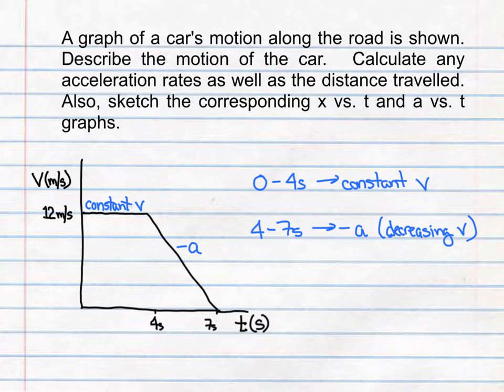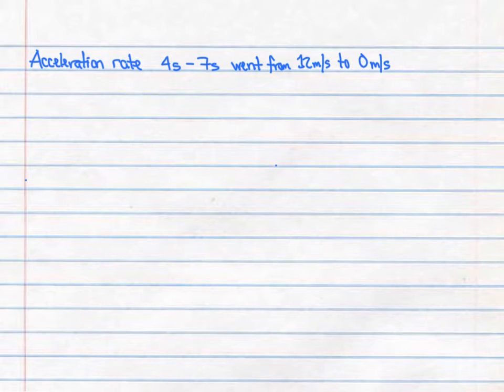So we can see there's two parts of motion of this car. From 0 to 4 seconds, it's traveling at a constant velocity, and then for the next 3 seconds, from 4 to 7 seconds, it has a negative acceleration, meaning its velocity is decreasing. So just as if the car was driving down the road at a constant velocity and then saw the stop sign up ahead and put on the brakes and came to a stop. So we can see from the graph that it did accelerate from 4 to 7 seconds, and went from 12 meters per second to 0 meters per second.